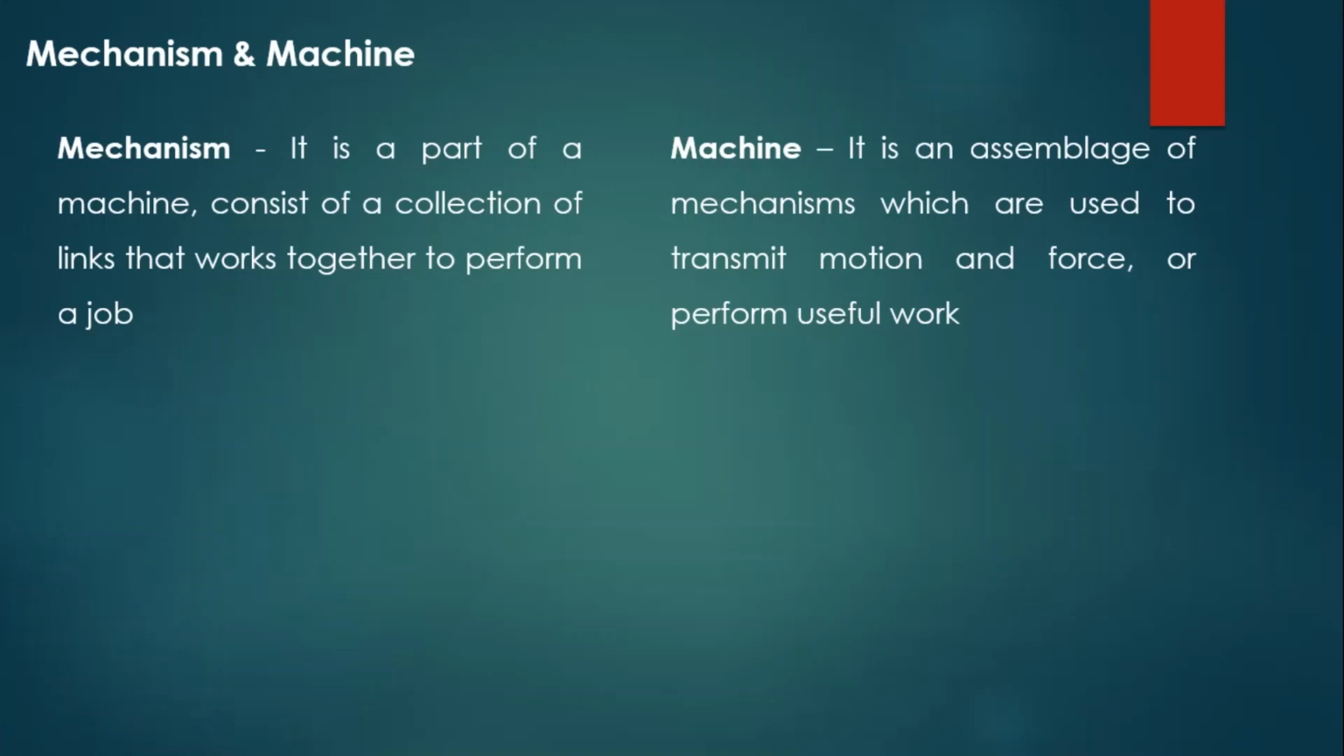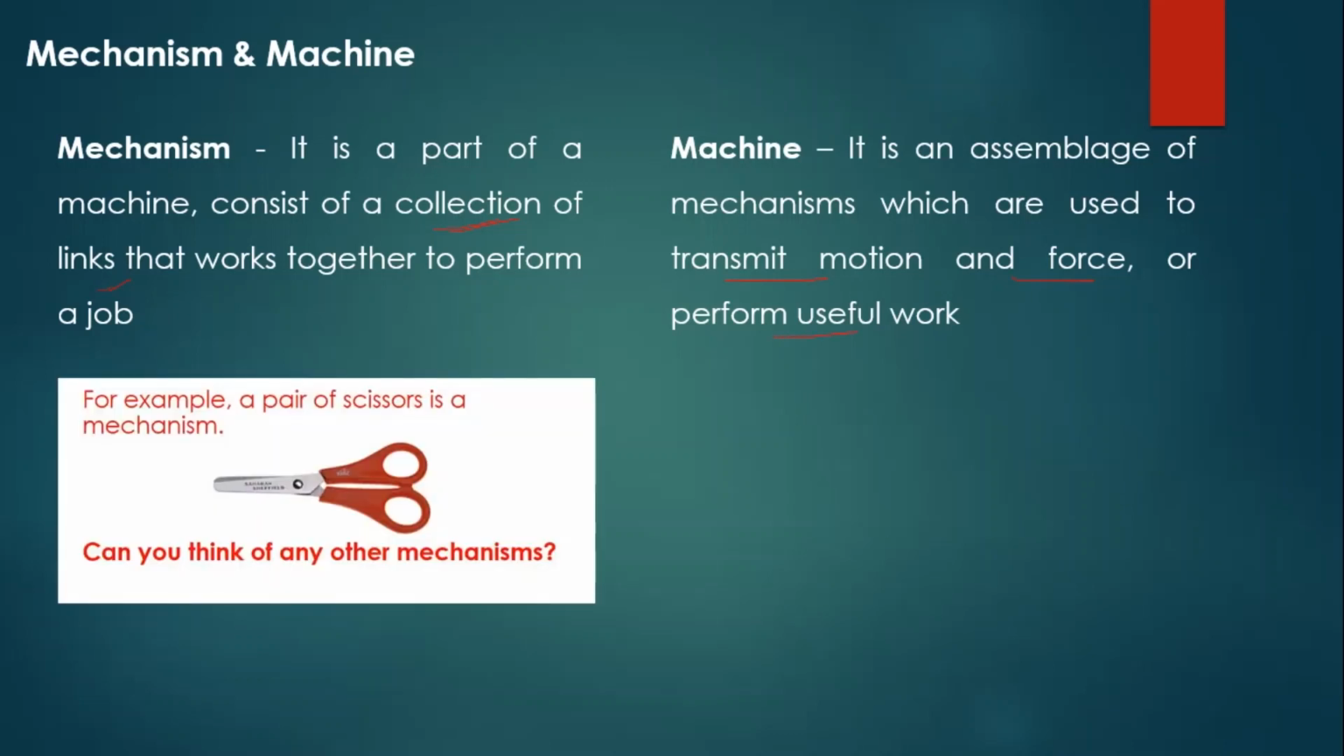So now we will discuss the difference between mechanism and machine. A mechanism is a collection of links that works together to perform a job. A number of links joined together to perform a job is called a mechanism. Whereas a machine is an assemblage of mechanisms which are used to transmit motion and force or to perform useful work, right? So let us see an example for mechanism.